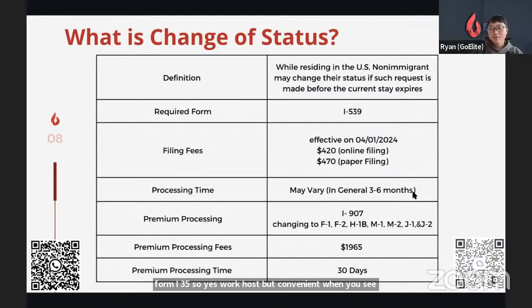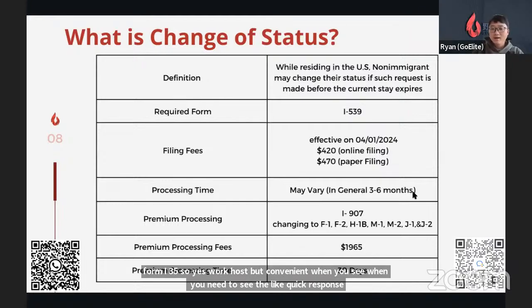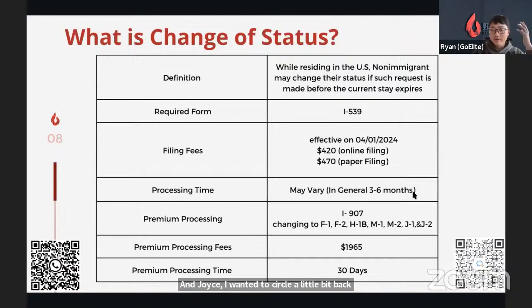Yeah, Joyce, I wanted to circle a little bit back on the filing methods, because I heard, if I'm understanding correctly, for H1B to F1 specifically, is there a restriction on the method that you file?